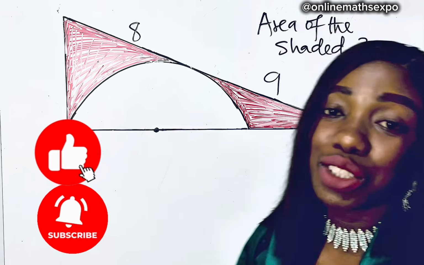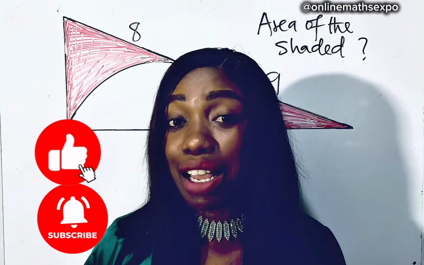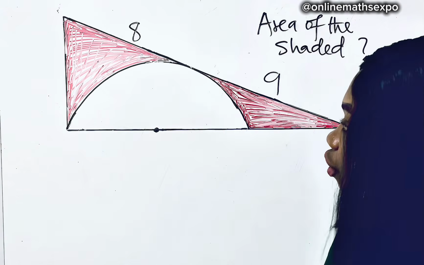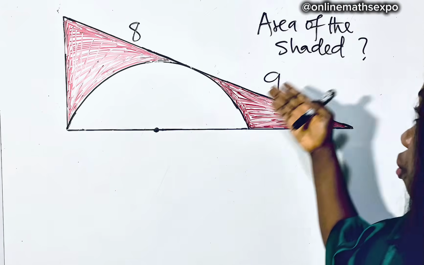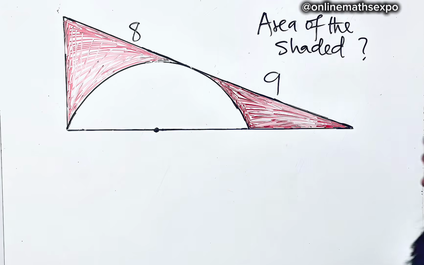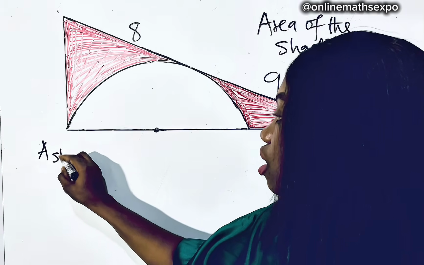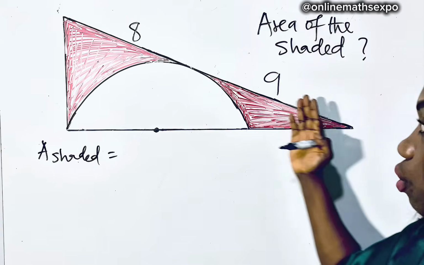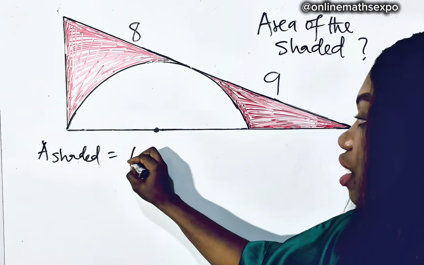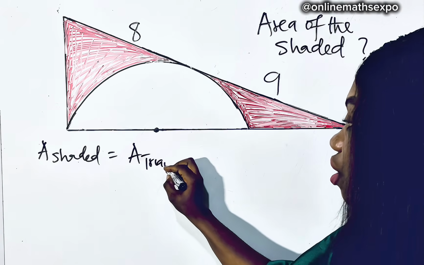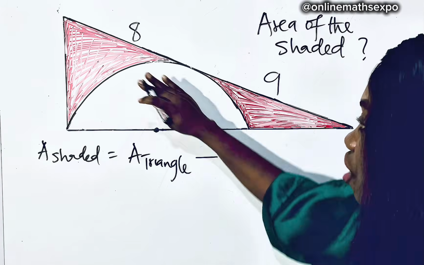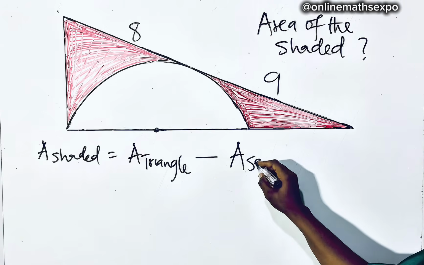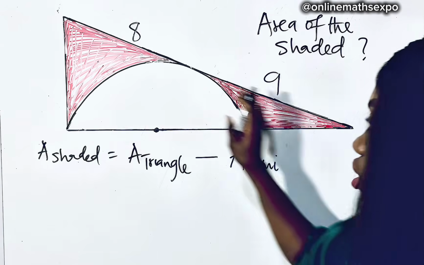Now, is this something you can do? Don't worry yourself. I will take you through it step by step. It's just so easy. So what do we do? If you look at this, you will observe that to find the area of the shaded part, it is simply you getting the area of the bigger shape, which is the right triangle. So get the area of the right triangle, then subtract the area of this semicircle. When you do that, it gives you the area of this shaded part.